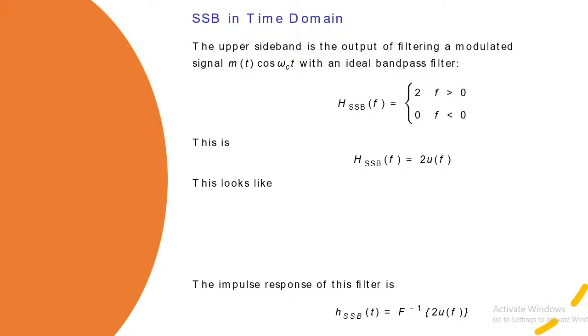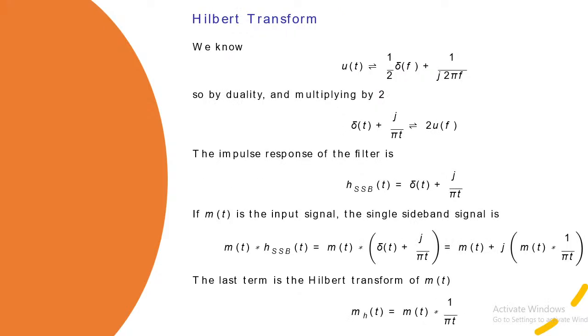I don't have the figure here, the impulse response of this filter. If you take the inverse Fourier transform of this, that will give you the impulse response. So h_SSB(t) will be the inverse Fourier transform of 2U(f). To find that, we require something called the Hilbert transform. We know the Fourier transform of u(t) is 1/2 delta(t) plus 1/(2 pi t) times j. Using duality and multiplying by 2, you will get delta(t) plus j/(pi t).